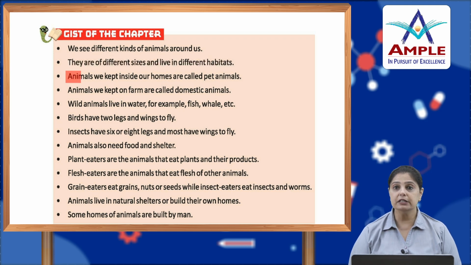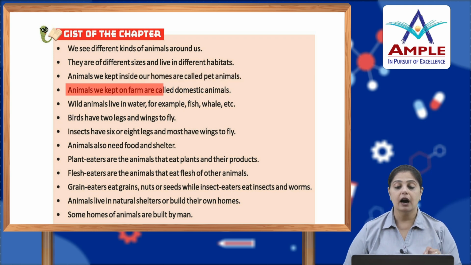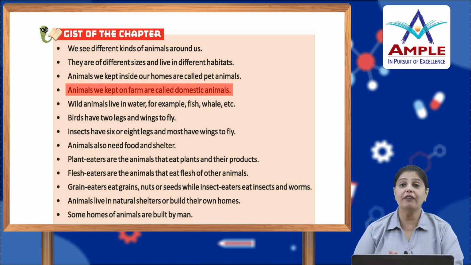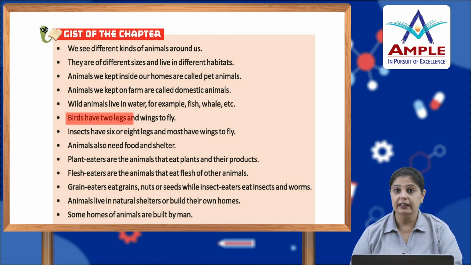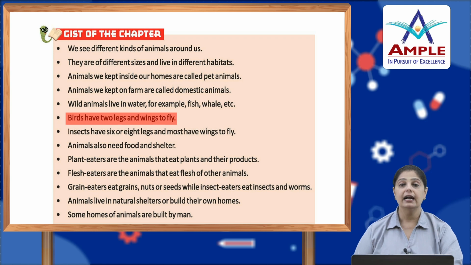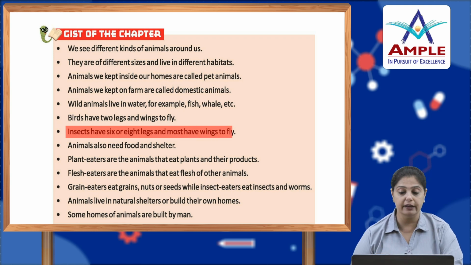Okay. Animals we keep inside our home are called pet animals. Animals kept on farms are called domestic animals. There are certain wild animals that live in water, for example, fish, whale, etc. Now, birds. Birds have two legs, and what do they have? They have wings to fly. Insects have 6 or 8 legs, and most of them also have wings to fly. For example, the housefly, the honeybees, the mosquitoes also, you will see that they fly.